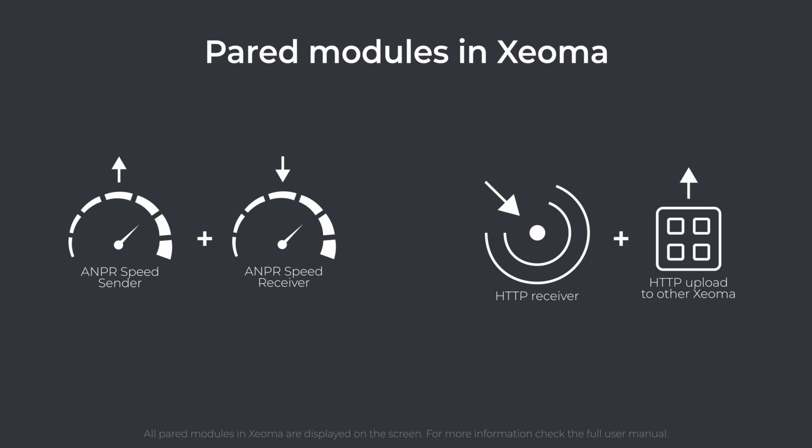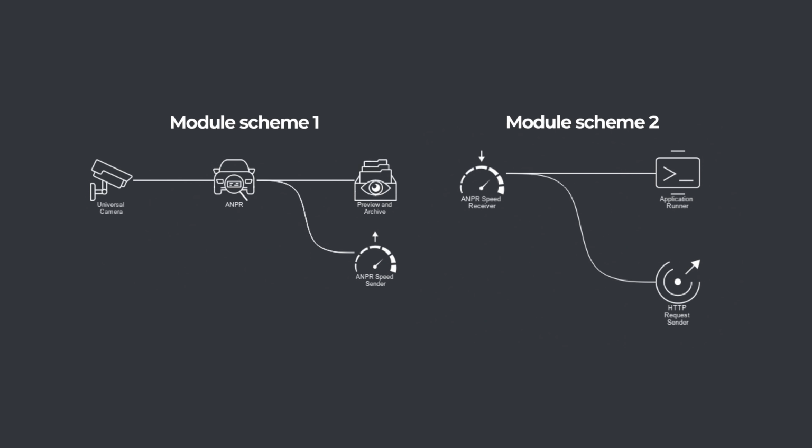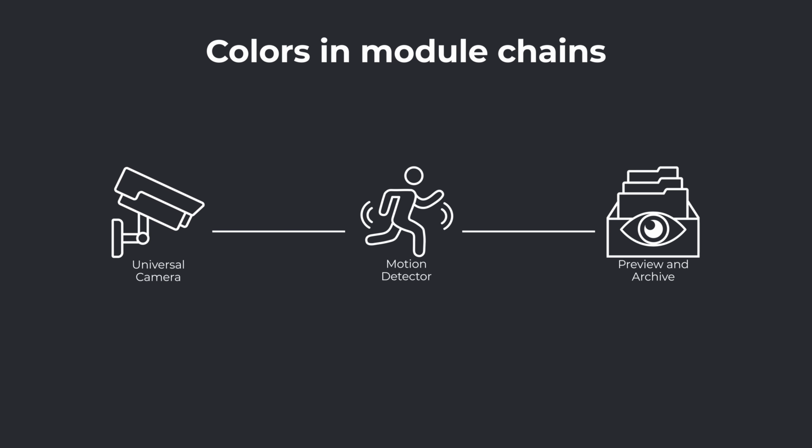One more important note, some modules in Xeoma are paired modules. This means they can only work in tandem. On their own, they're not functional. A good example is the ANPR speed sender and ANPR speed receiver modules. To use them, you'll need to create two separate module chains, one containing the sender module, and another one with the receiver.